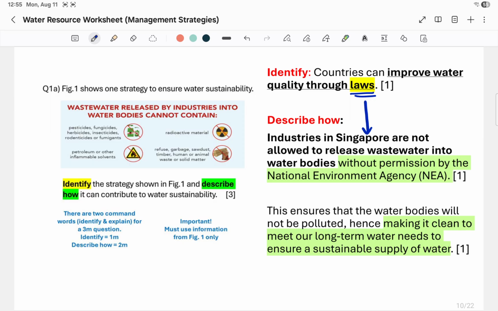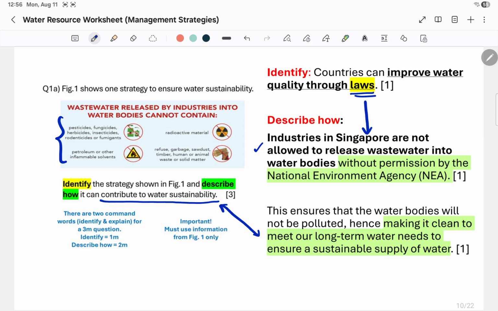Okay, and very importantly, you have to link to how this contributes to water sustainability, because many students talk about this part, you write 2 points about this part, or you overemphasize by describing one by one each of these, how do each of these contribute to water sustainability. But you should make a general statement to show that you're addressing figure 1 as a whole. So this portion is addressed here.